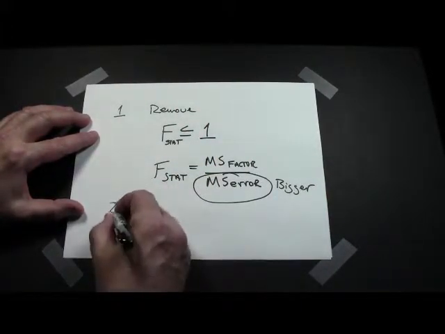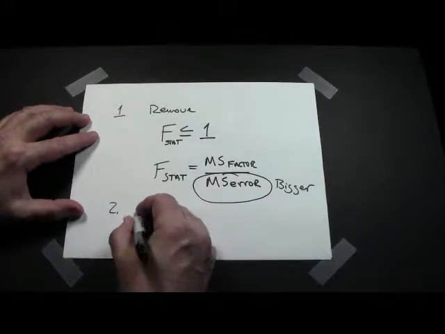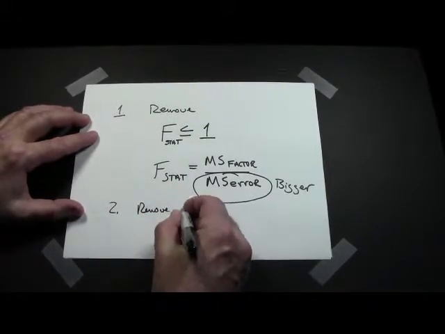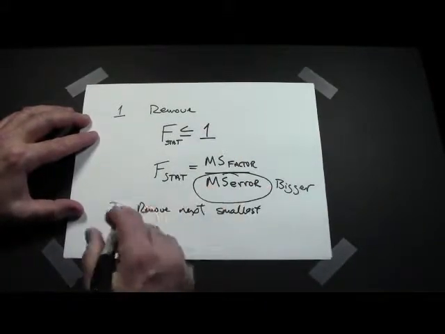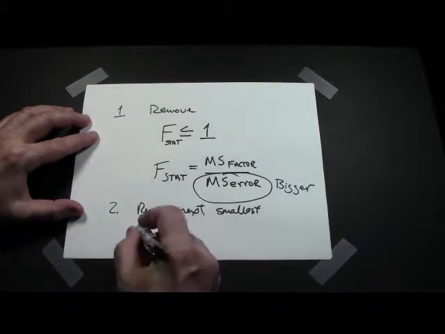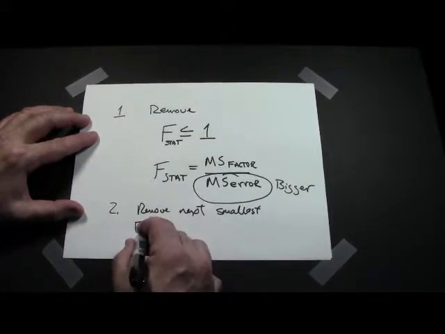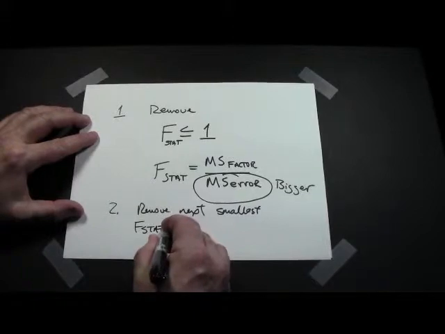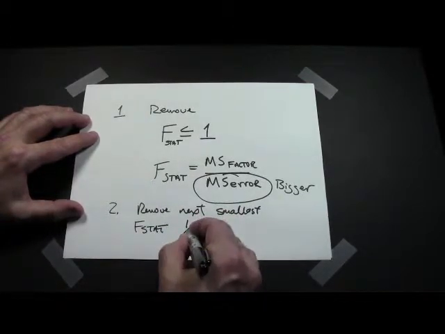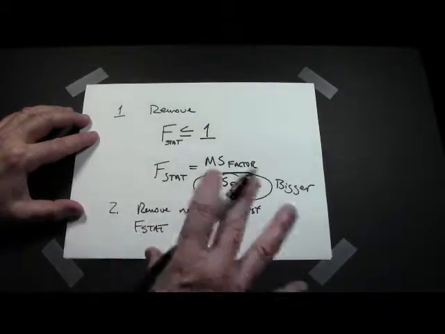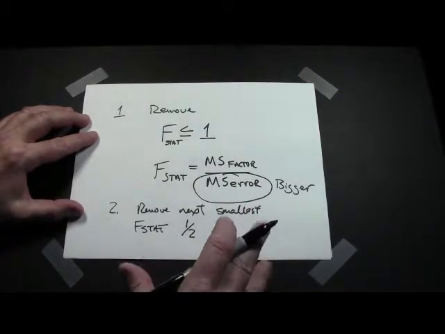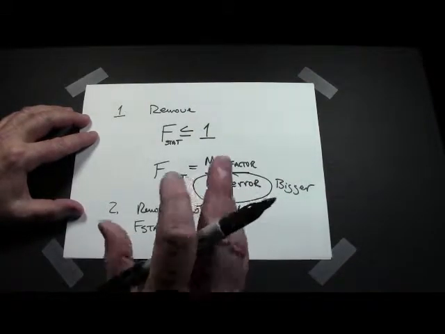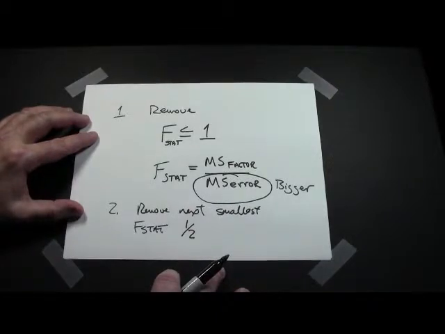Alright, the second pooling rule is that you remove the next smallest factors from the model based on the F statistics until you get to about half of all of the variables that you started with in your designed experiment. And that would include even if you had some dummy columns in your model.